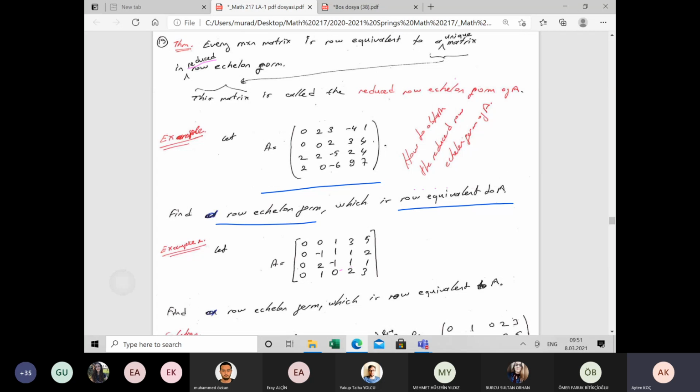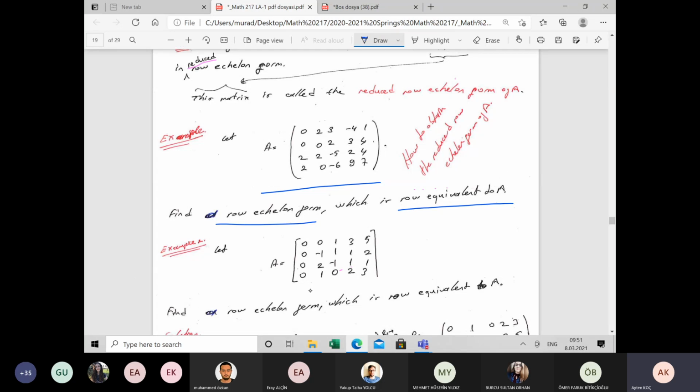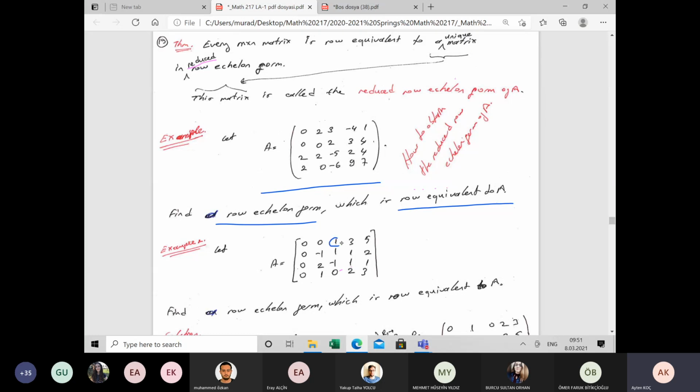Look at this matrix: is it in row echelon form or not, reduced row echelon form or not? This one is a leading one, yes. This one is not a leading one, this one is not a leading one, this one is a leading one. There is no zero row, so it satisfies the first condition. The second one, every leading entry should be one, but this one and this one are not one, so it does not satisfy. So our aim is to get the row echelon form of this matrix.